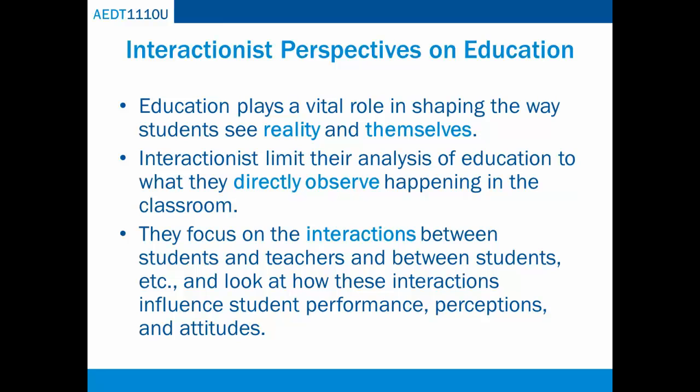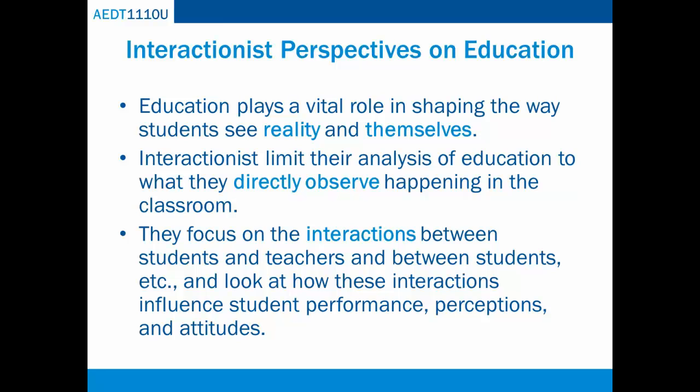Interactionists propose that our identity is shaped by social interaction, and that we develop our self-concept by observing how others interact with us and label us. By observing how others view us, we see a reflection of ourselves. As such, they feel that education plays a vital role in shaping the way students see reality and themselves. Interactionists limit their analysis of education to what they directly observe happening in the classroom.